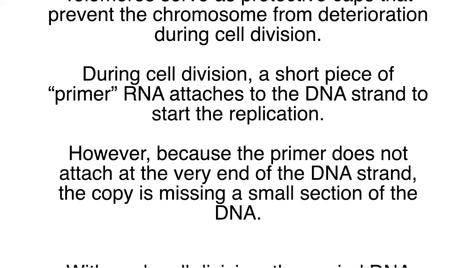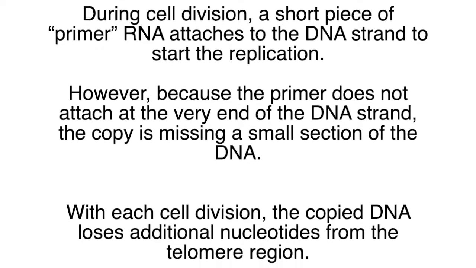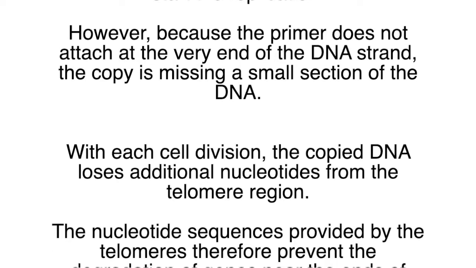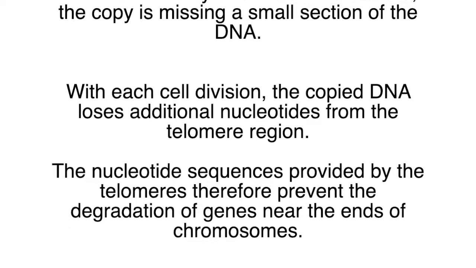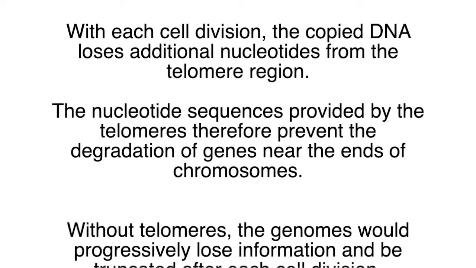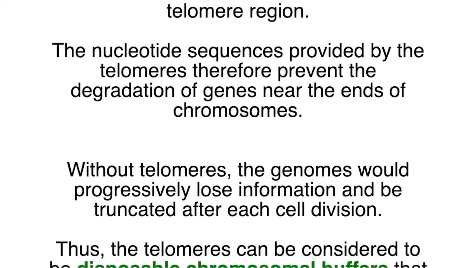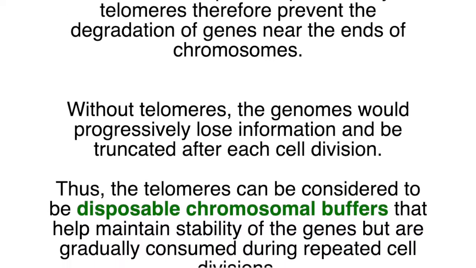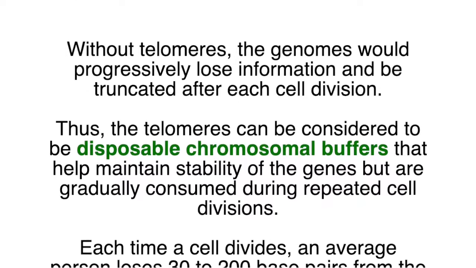With each cell division, the copied DNA loses additional nucleotides from the telomere region. The nucleotide sequences provided by the telomeres, therefore, prevent the degradation of genes near the ends of chromosomes. Without telomeres, the genomes would progressively lose information and be truncated, that is, shortened after each cell division. Thus, the telomeres can be considered to be disposable chromosomal buffers that help maintain stability of the genes but are gradually consumed during repeated cell divisions.